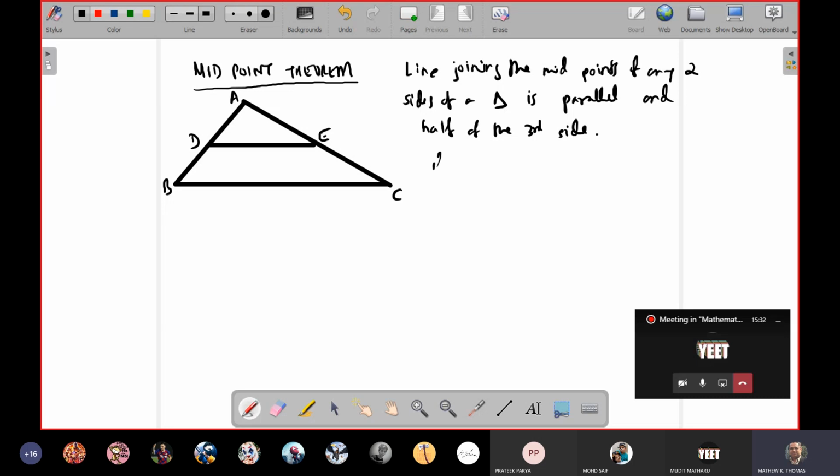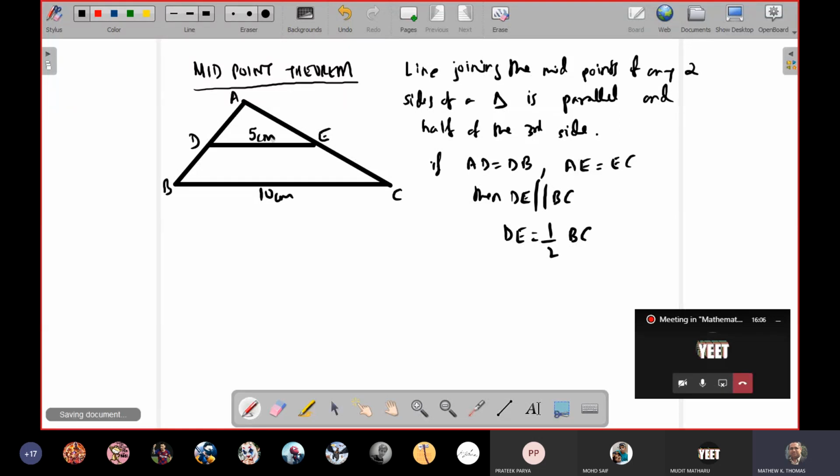That if AD and DB are equal, in other words, D is the midpoint of AB, and AE equal to EC, in other words, E is the midpoint of AC. Okay, D and E are midpoints. If I join DE, then DE will be parallel to BC and DE will be half of BC. So that means if, let's say, BC is 10 centimeter, then what will be the length of DE? DE will be half of that. How much? 5 centimeters. So this is what the midpoint theorem says.